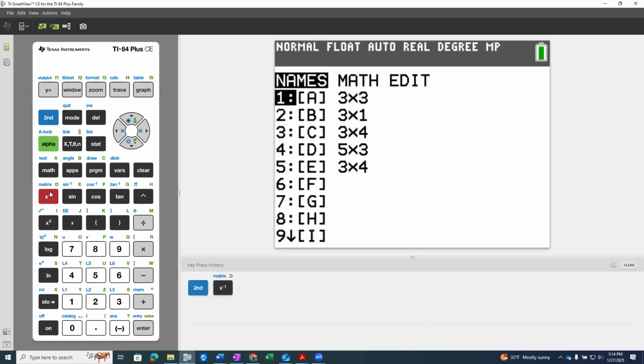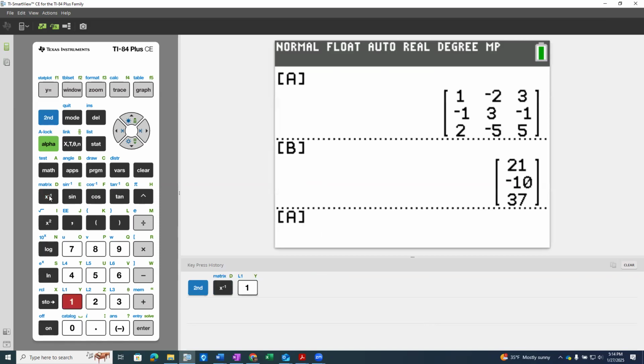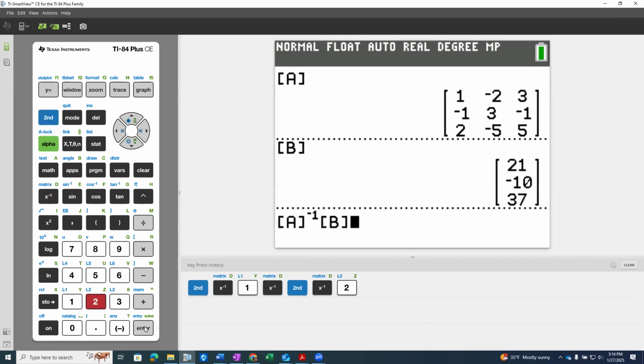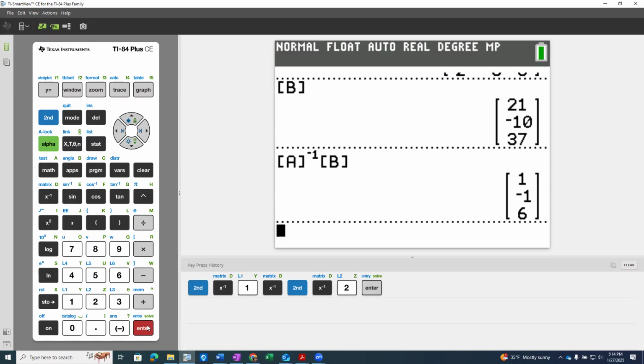Second matrix, type number 1. And then hit the inverse key. And then second matrix again, B. And I should get the same solution that we got when we worked with the augmented matrix, which was 1, -1, 6. Beautiful. Now, if you have to calculate A inverse by hand, that's a royal pain.